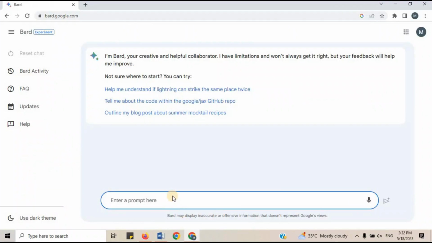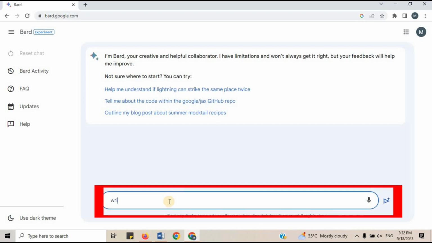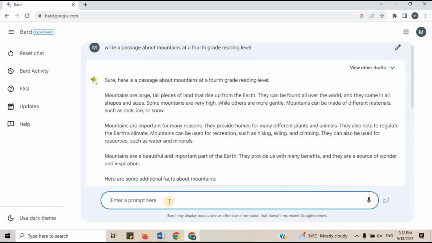Method 1. Generate reading passages. Google Bard can write a reading passage on any topic you can think of. For example, you can say, write a passage about mountains at a 4th grade reading level. Here you got a passage for grade 4 on the topic mountains.